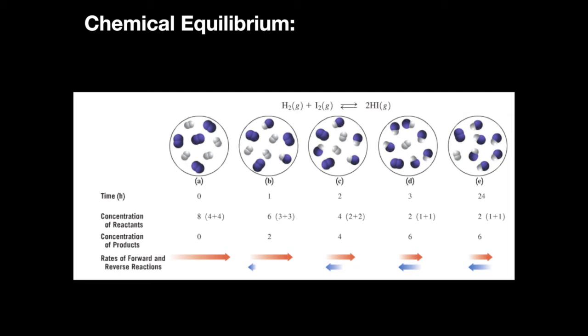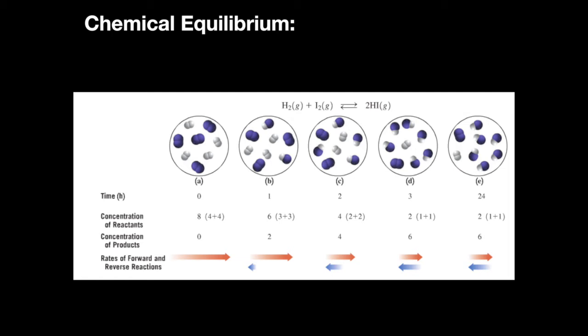If you look at time equals 0, because you only start off with H2 and I2, the reaction rate is going to be pretty fast in the forward direction. But as more and more of the H2 and I2 react with one another, their concentrations are going to decrease, which means, based on the idea with concentration, as your concentration decreases, your reaction rate decreases. You see that in red as the arrow gets shorter and shorter.